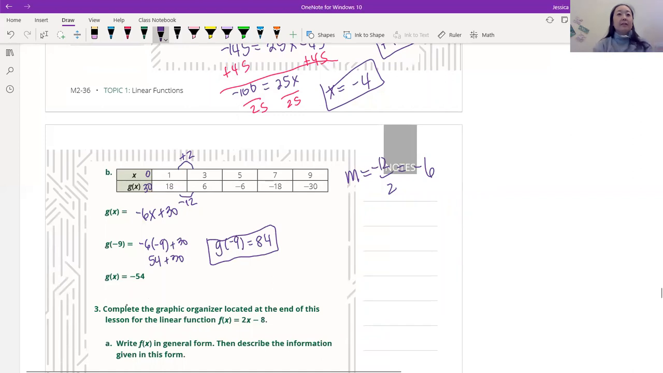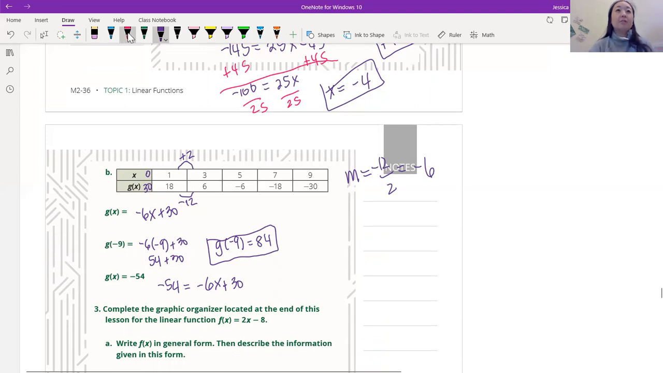All right. Now, what will it be if y is equal to negative 54? Or we should say g of x, right? So if this bottom number right here is negative 54, what number would that be on the x? So we're going to just plug in negative 54 for y, or g of x, I should say, and negative 6x plus 30. Now we're just solving. All right. Solve for x.